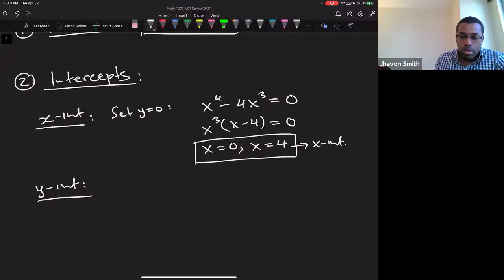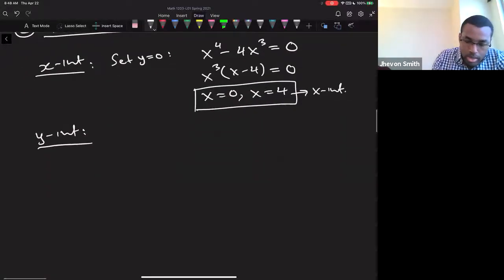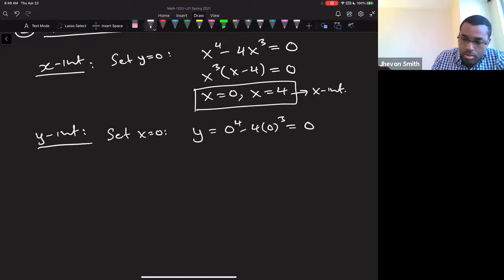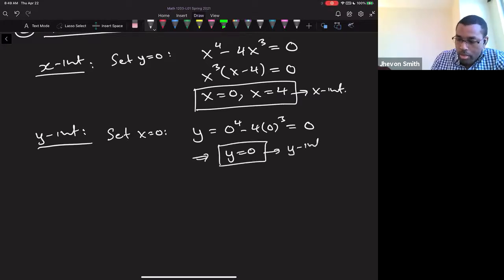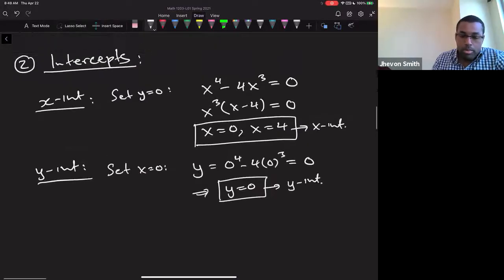Okay, cool. For the Y-intercept, you'd set x equals 0, in which case you would get y equals 0 to the 4th minus 4 times 0 cubed, which is of course 0. That's the y-intercept. But of course, if the x-intercept is 0, you will have a y-intercept being 0 as well. So those are our intercepts. That's the second thing that we do.